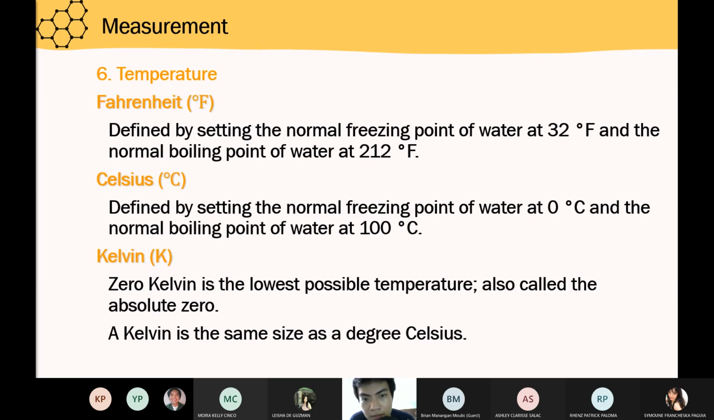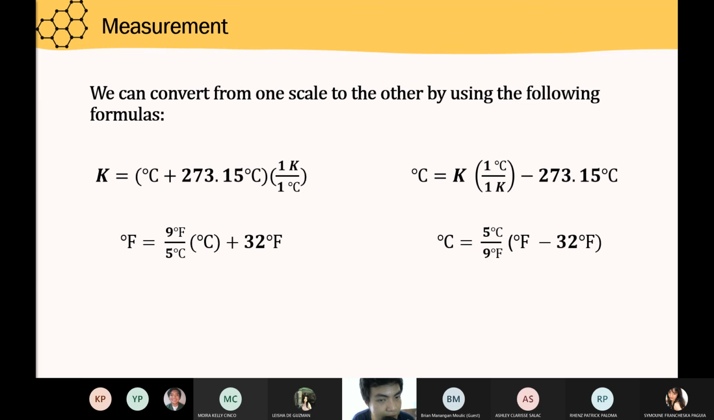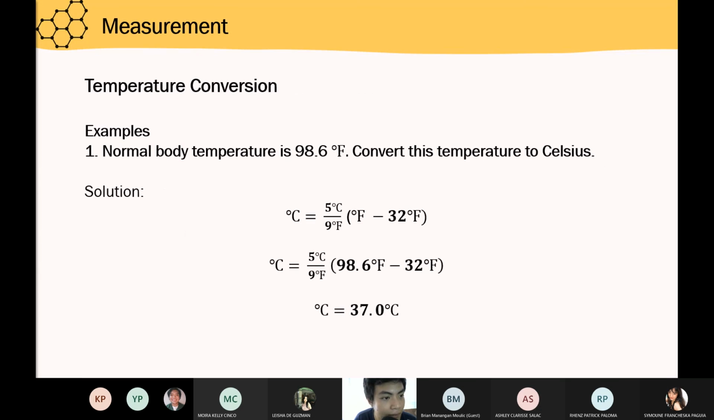Temperature, so tatlo yan. Fahrenheit, body temperature ang basis. Celsius, water ang basis. Kelvin, atoms ang basis. In science, we use Celsius at sometimes, pero Kelvin ang mas tanggap sa science. And these are the equations to convert. Again, itabi nyo lang yan. Madali lang gamitin yan. So basically, plug in lang yan. Okay? So yan.